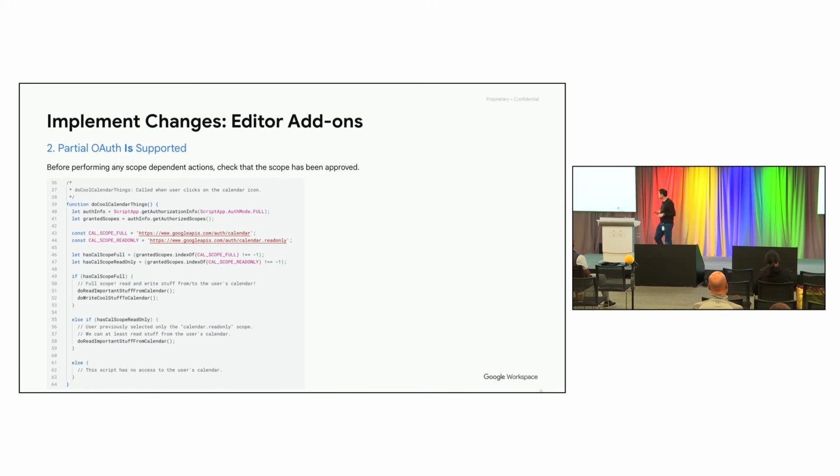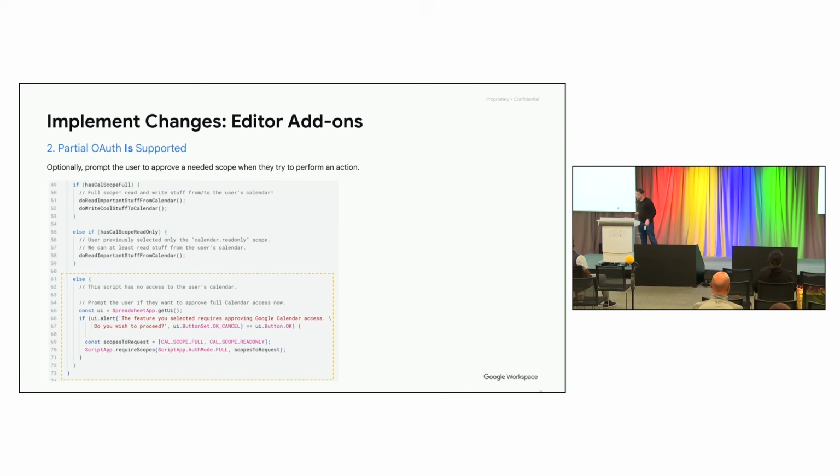So let's see what would change if I change that last part. It's the same code. The only thing that's different here is what's in the yellow box. So this script has no access because neither scope has been approved. In that case, I'm just going to show a little UI message. Clearly, you can do something much fancier and nicer than this. Hey, the feature you selected requires approving Google Calendar access. Do you want to proceed? Yes or no, or OK. And if they say OK, it's going to continue here.